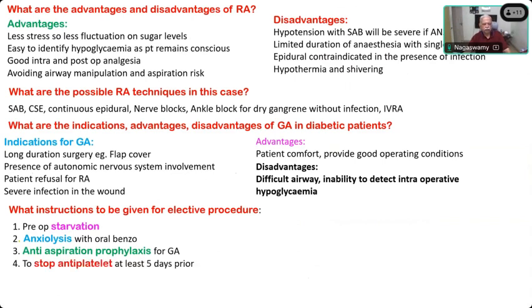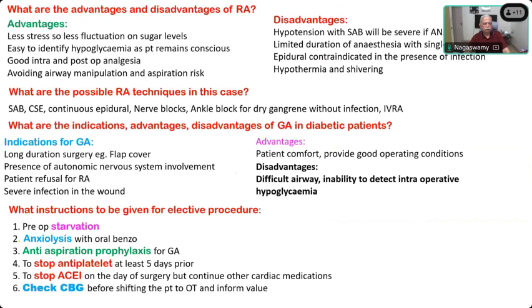Stop antiplatelets if they are taking it 5 days prior to surgery. Stop anticoagulants. Check CBG before shifting to OT and inform the value. Instructions regarding insulin management. So, how to adjust the dose and how to change from one insulin to other insulin are all the important things to be done.